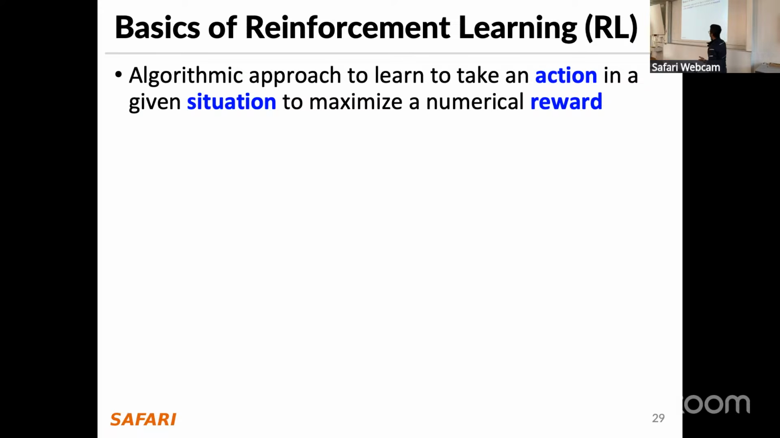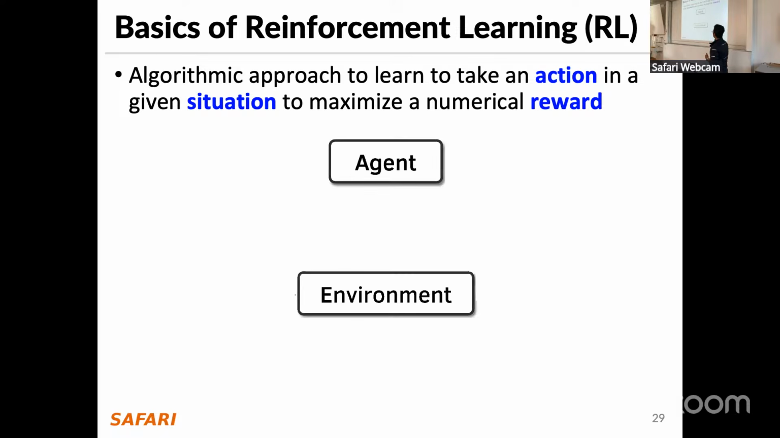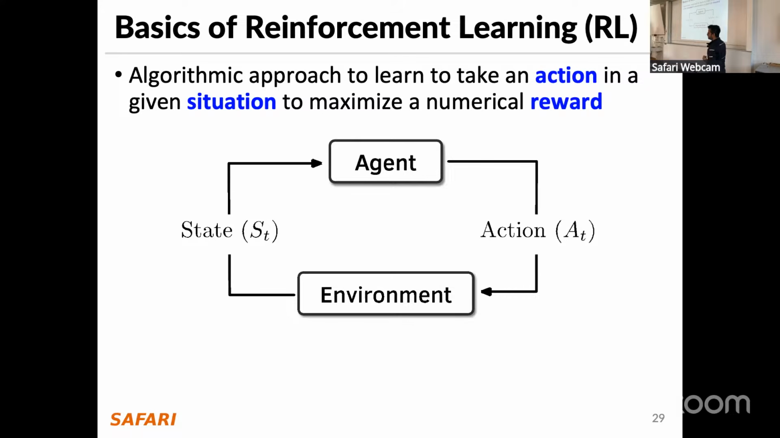So it's an algorithmic approach to learn to take actions in a given situation to maximize the numerical reward. Any RL system is comprised of an agent which sits in an environment. For every time step, the agent senses the state of the environment, takes an action, and for every action, the environment also provides a reward.